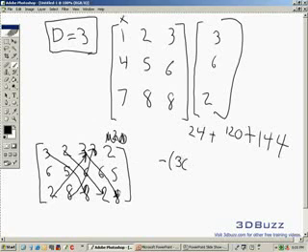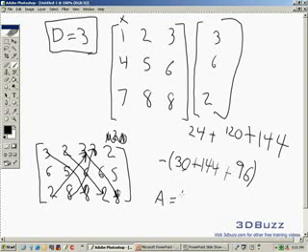Wrong end of the pen, buddy. What was that, 30? Yep, that was 30. Plus 144. Plus 8 times 6 times 2, which is 96 this time. 12 times 8 is 96. And if you work all that out, you'll get A is equal to 18. I hope.